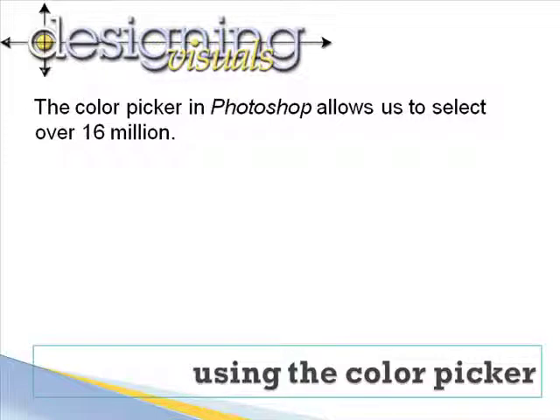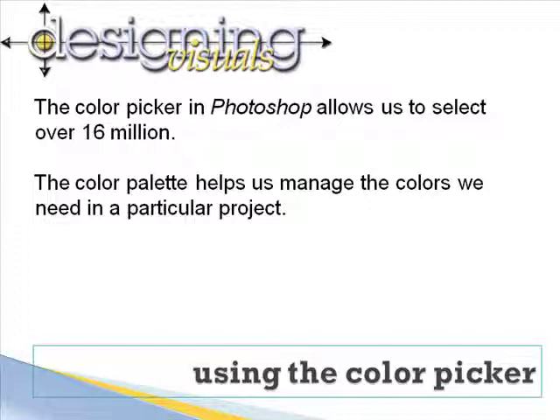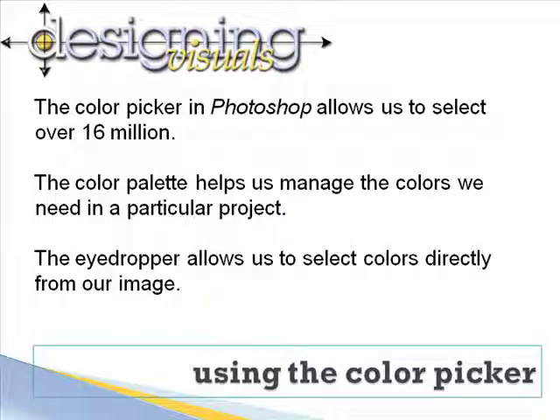We'll be working with the color picker, which is the ordinary way that we quickly bring up a screen that allows us to navigate amongst those 16.7 million colors. We'll also work with the color palette, which allows us to manage colors that we need in a particular project and use a deliberately chosen subset of those 16.7 million colors. We'll also see how the eyedropper tool works. Not all that useful for our work in these exercises, but very useful when you're working with photographs.